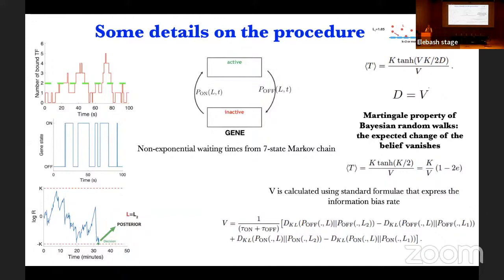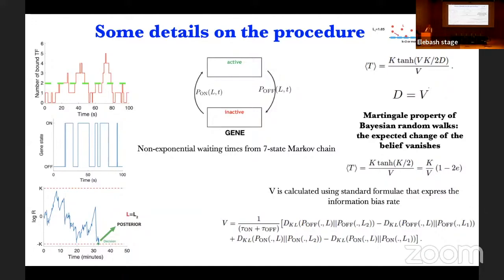And then the other thing that you use is a relation that we found out, which is the diffusivity is equal to V. So for those of you who immediately check dimensions, don't be shocked, because the quantity which is wandering around is a log of a likelihood. Therefore, both D and V have dimension of 1/time. So this relation is not obviously wrong.